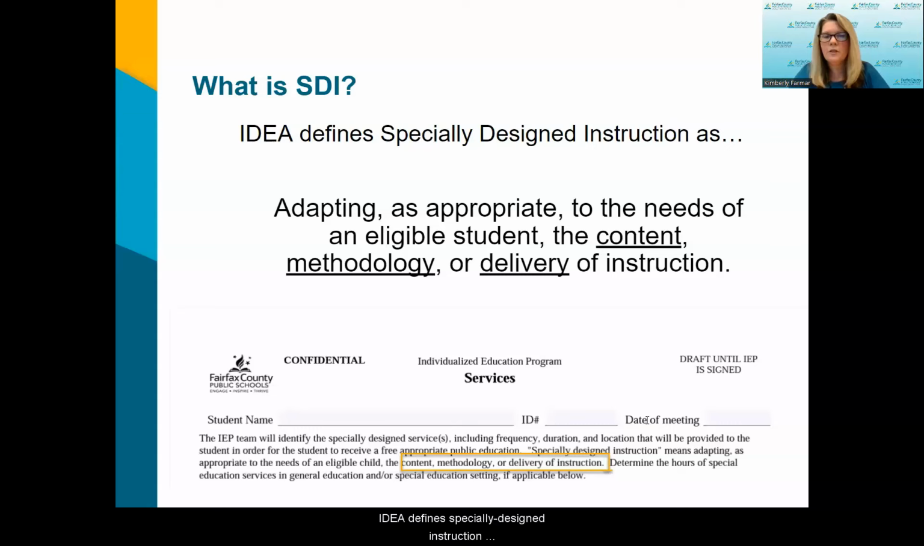IDEA defines specially designed instruction as adapting, as appropriate to the needs of an eligible student, the content, methodology, or delivery of instruction. Specially designed instruction is legally required and is in place to address the unique needs of the student that result from the student's disability, as well as to ensure access of the student to the general education curriculum so that the student can meet the educational standards within the jurisdiction of the public agency that apply to all children.